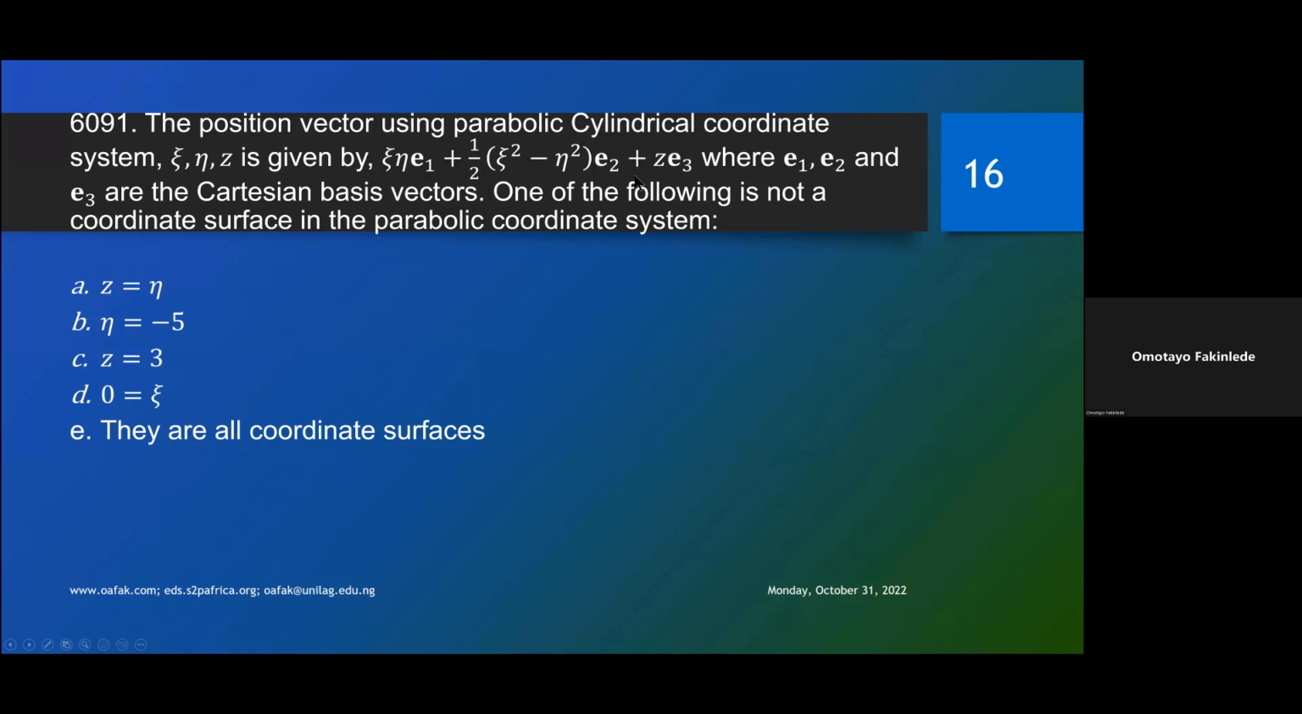When you meet a question like this in your test or exam, notice that I'm just giving you more information. You do not need to know much about the parabolic cylindrical coordinates, except that this is its position vector.